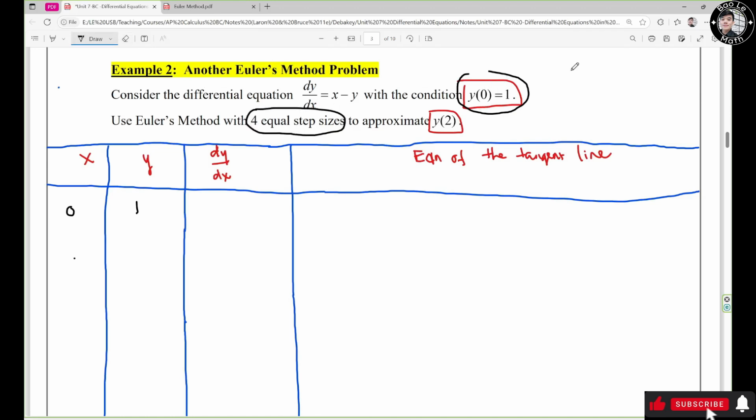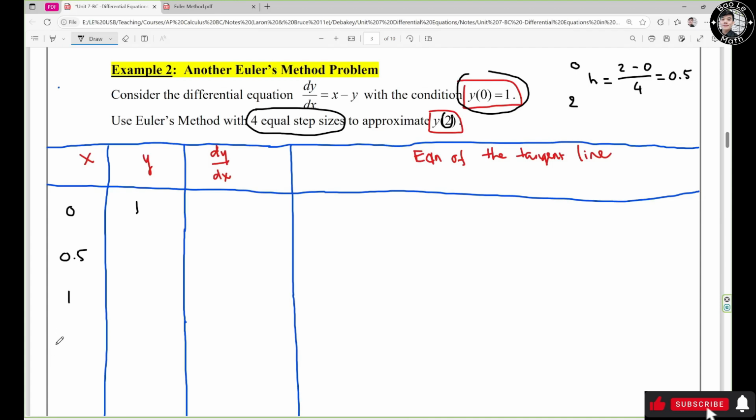Alright, you're given the initial condition x equals 0, y equals 1, so you're gonna put 0, 1 right here, right? Now you're given 4 equal step sizes. Then s starts from 0 and ends up with 2, right? So the difference between 0 and 2 is going to be 2, right? And then you divide by 4. So you have 2 subtract 0 divided by 4. So each step size is going to be 0.5, right? So you're going to add 0.5 each time, right? So the second one should be 0.5. The next one should be 1.